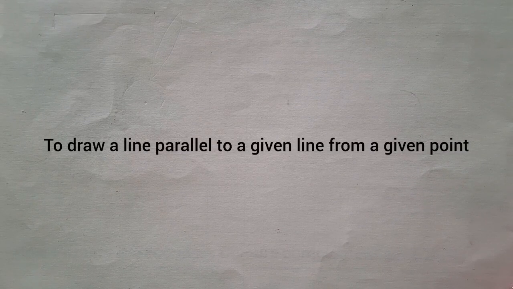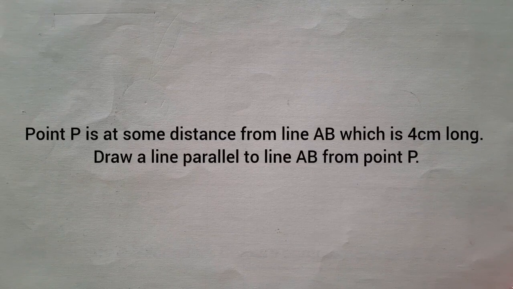First question, to draw a line parallel to a given line from a given point. So here they will be giving us an external point and we have to draw a parallel line from that point to the given line. So the question says, point P is at some distance from line AB which is 4 centimeter long. Draw a line parallel to line AB from point P.